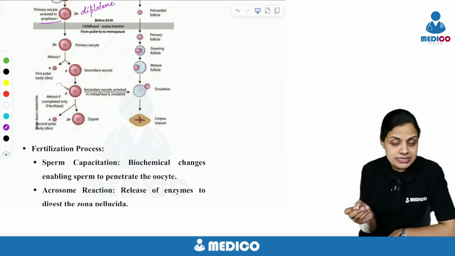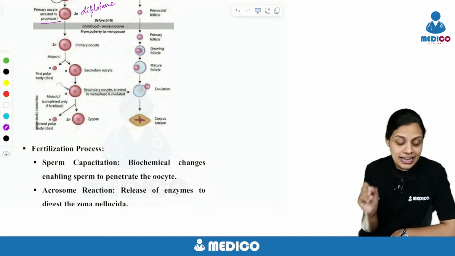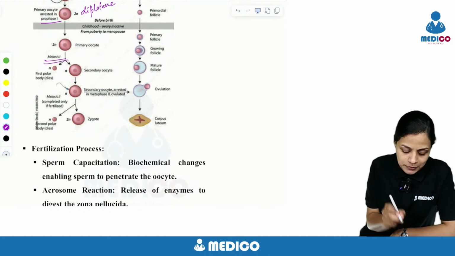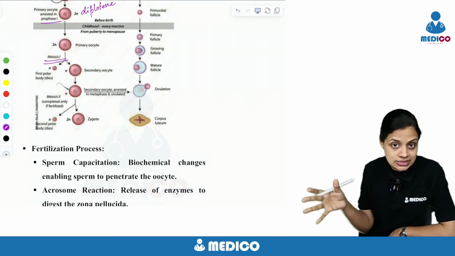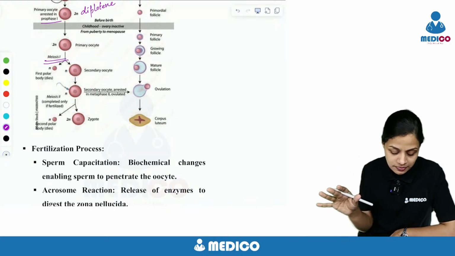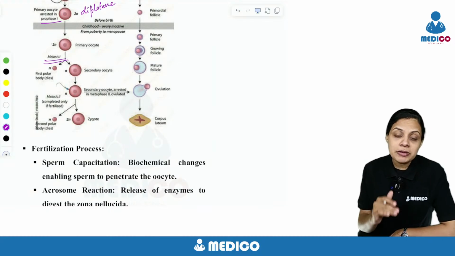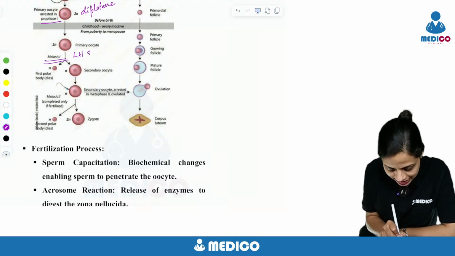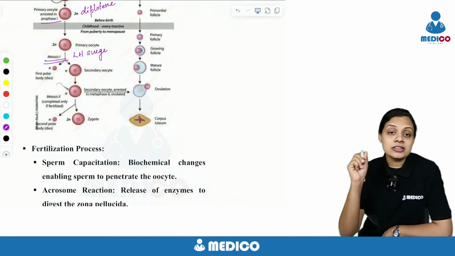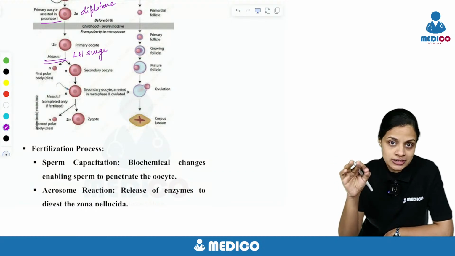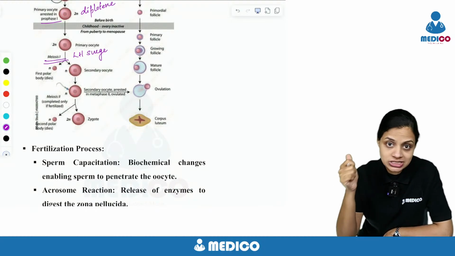How is it completed? Under the influence of the LH surge. So another point that you have to remember here, meiosis 1, which had been arrested in the diplotene stage of prophase 1, has immediately been completed at the onset of puberty under the influence of LH surge. So if you are asked which is the hormone dependent division in oogenesis, you have to say it is meiosis 1.